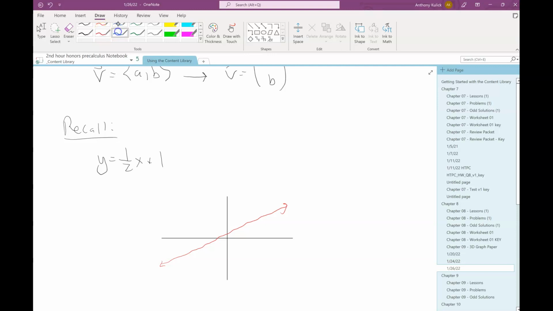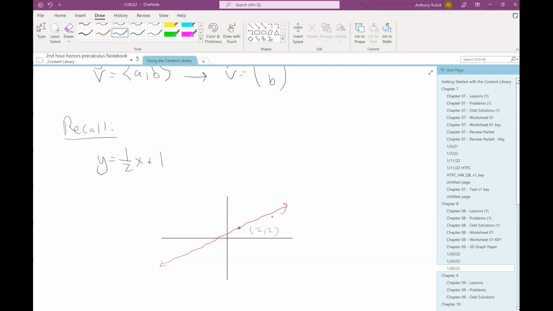If I wanted to, we can pick any point on this line, right? There's infinitely many points on this line. Let's say we pick one. Let's say, for example, I pick the point (2, 2). Everybody cool with (2, 2) being a point on the line? Okay.